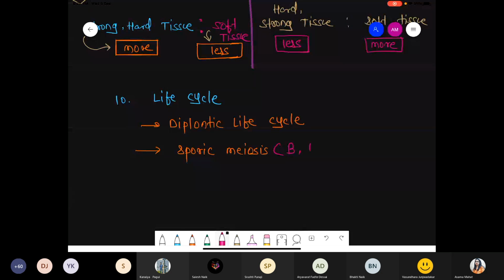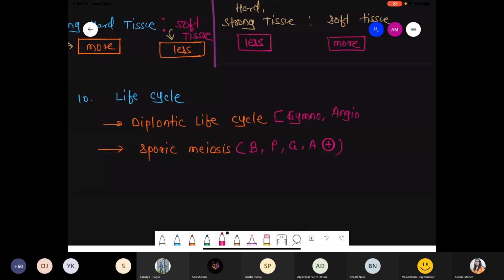So it will be present in all. B for bryo, P for pterido, G for gymno, A for angio. In all conditions, sporic meiosis is present. Diplontic life cycle, if you want, you can write down. Such a condition is very common in case of the gymnosperm as well as angiospermic plants. Also, they are showing diplontic life cycle, and as well as brown algae.